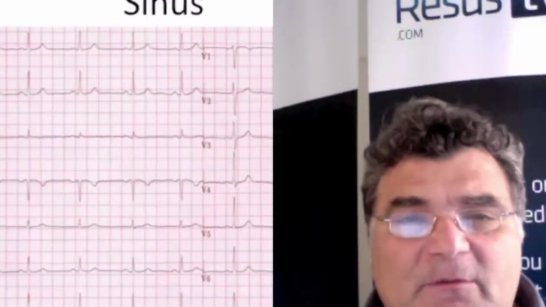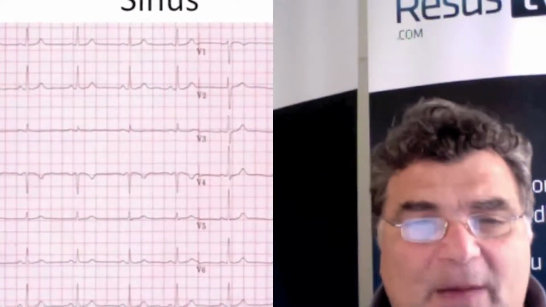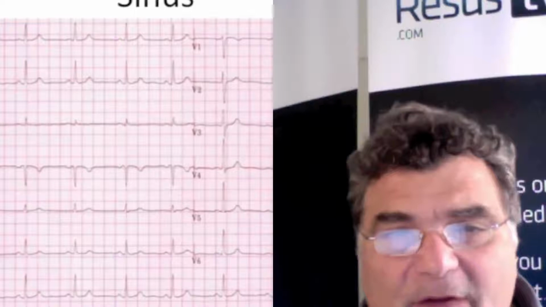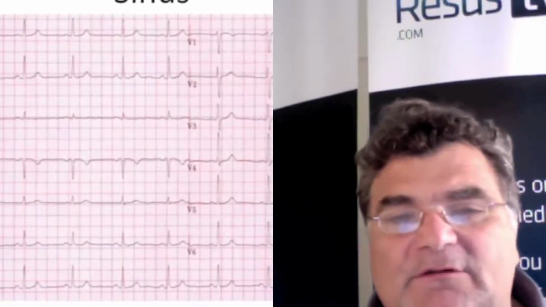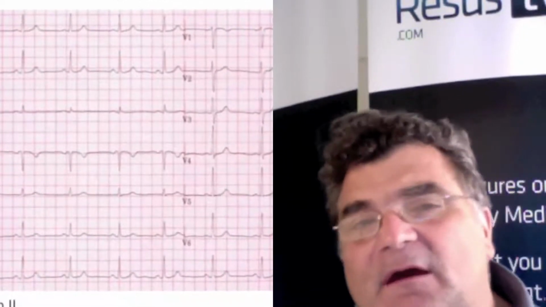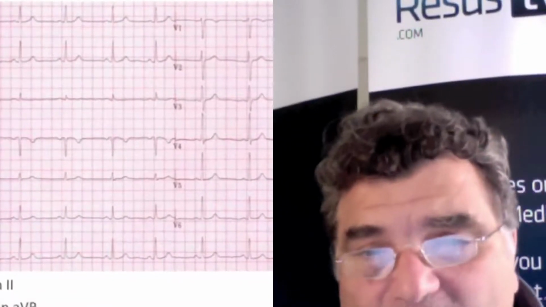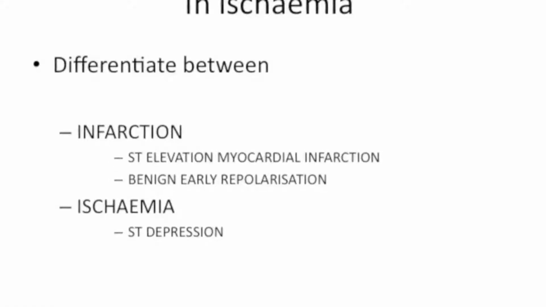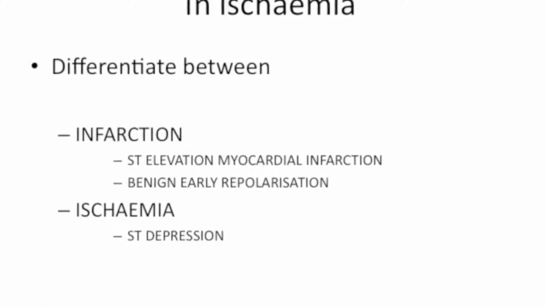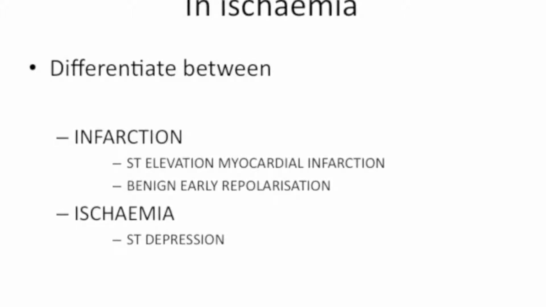So if we look at this first ECG, we know that this is sinus rhythm. If we look at lead 2, we've got upright P waves in lead 2 and inverted P waves in AVR. We then look at the P and the QRS, and there's a P first, followed by a QRS in every instance. And then we look at the QRS morphology and whether it's wide, and then we look at the ischemic segments. So what we need to do in terms of ischemia is differentiate between acute myocardial infarction and also ischemia. So whether there's ST elevation or ST depression.